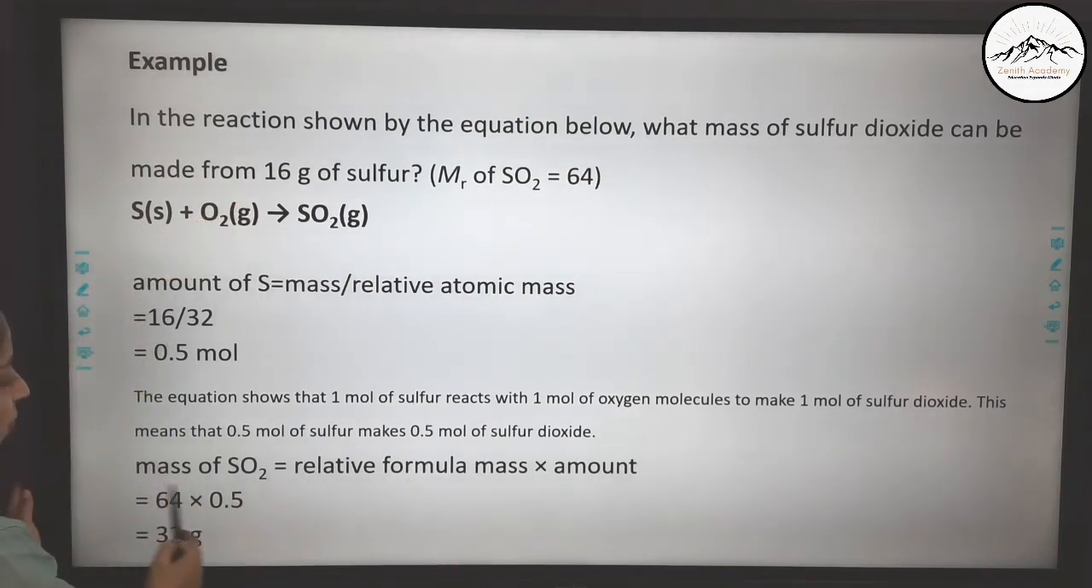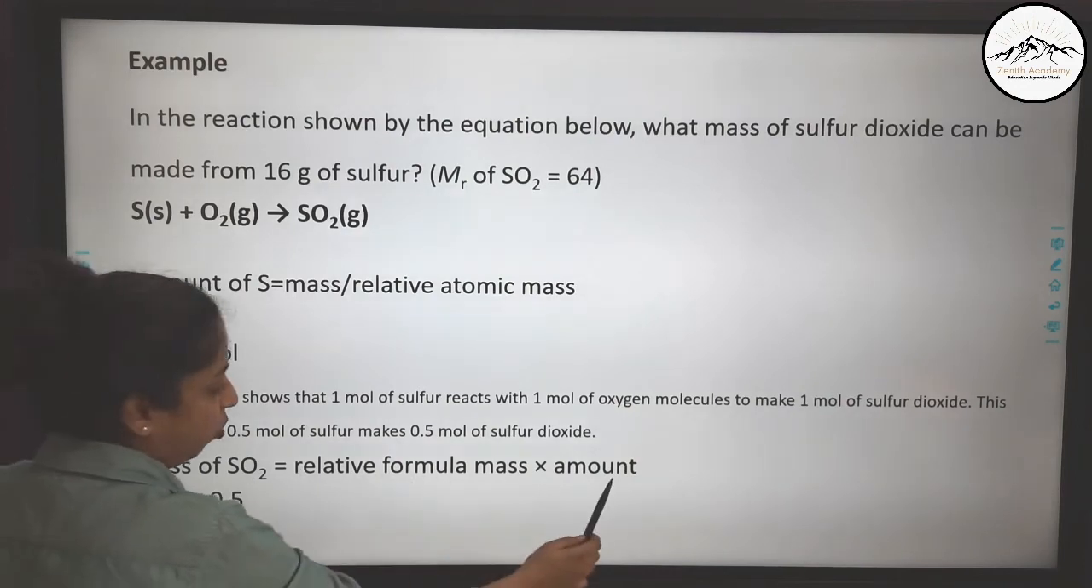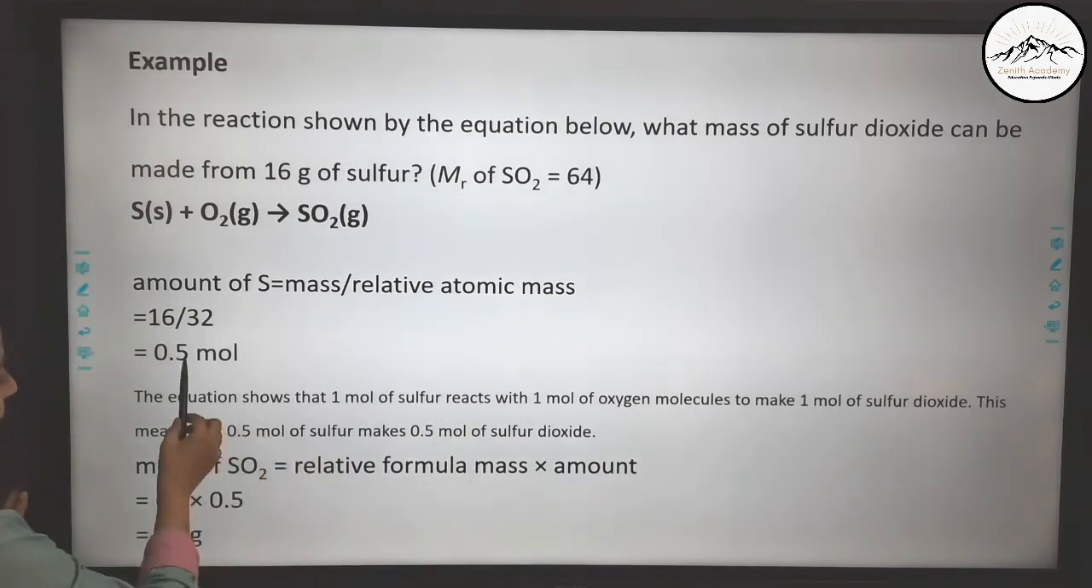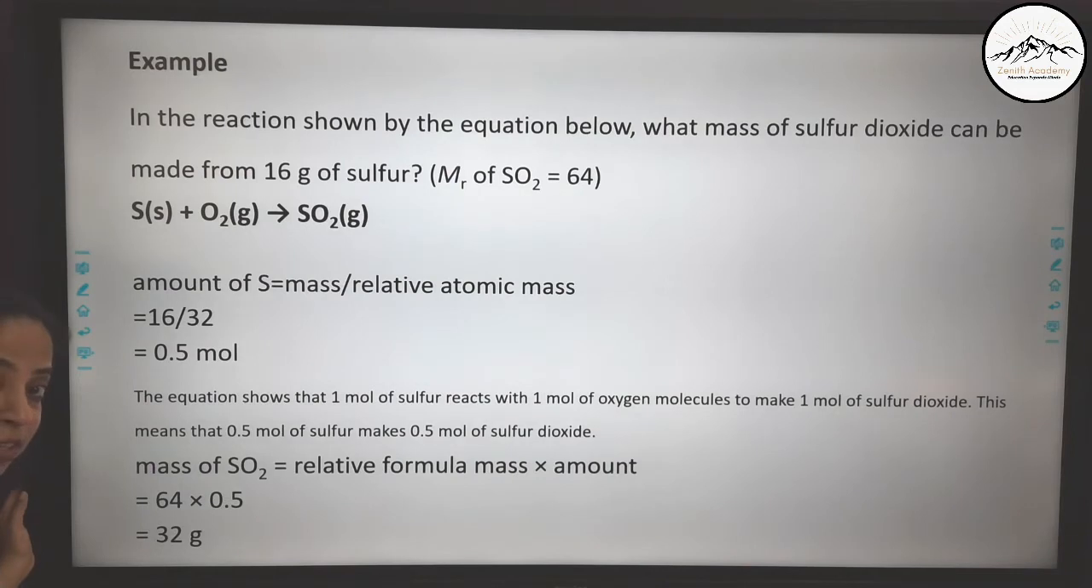So for the mass of sulfur dioxide, again we will use the formula. Mass is relative formula mass into amount. So relative formula mass is 64, and the amount we have calculated is 0.5. So 64 into 0.5 will also give you 32.